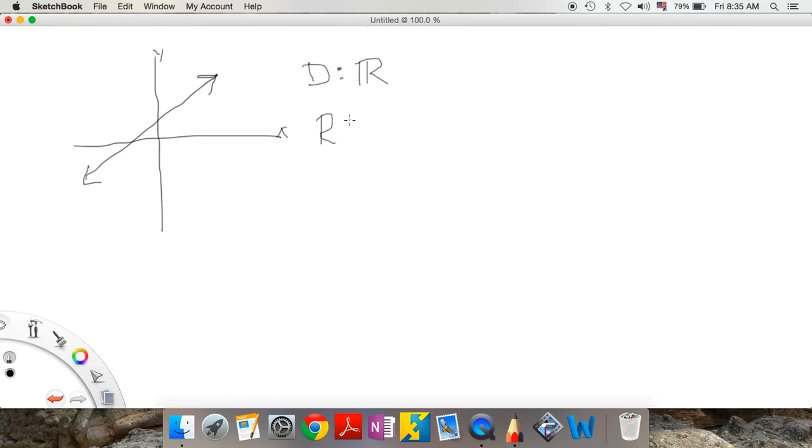And for the range, we ask what y values are possible. Anything on this graph. And since this is the real plane, we can have all real numbers.